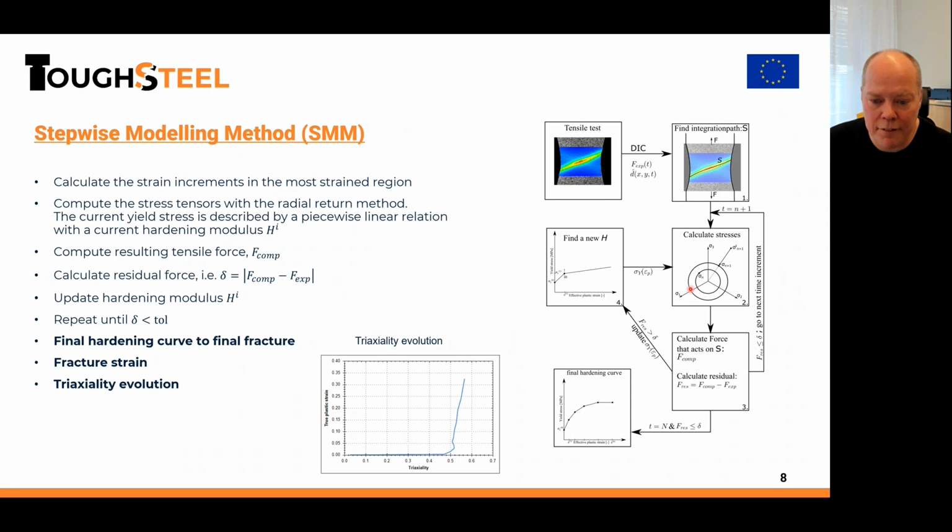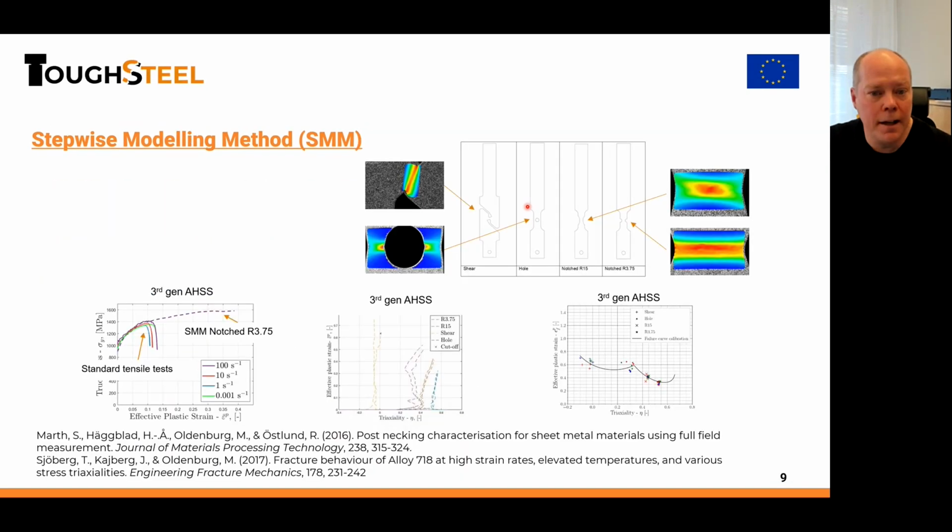So in the end, you have a piecewise linear curve from initial yielding all the way to failure. And then you also get the fracture strain, and you can also get the stress triaxiality evolution. And it depends, of course, on which specimen geometry you have. And here are some examples of different specimen geometries.